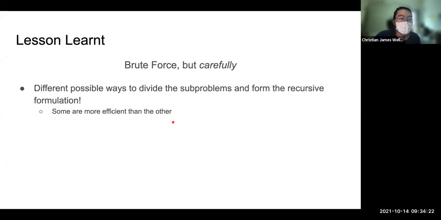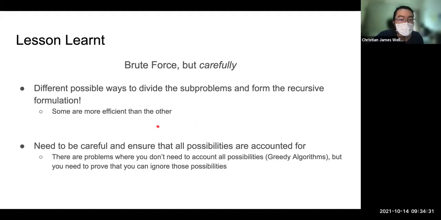And some are more efficient than the others. I propose something that works but is slower in one of the alternatives, but maybe we can go through that later. Basically, try to see whether you can account for everything. In some cases, like if this week you went to the greedy algorithm lecture, you might not need to account for all the possibilities. Maybe you can just show that you can make a greedy choice, and that is sufficient. You don't have to try every sub problem. In that case, it will usually be a greedy algorithm question rather than DP.